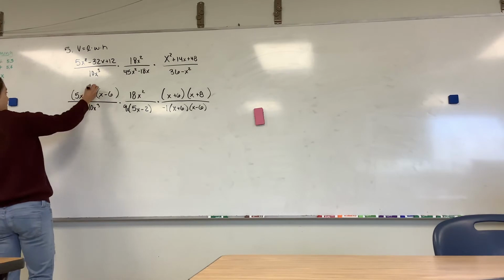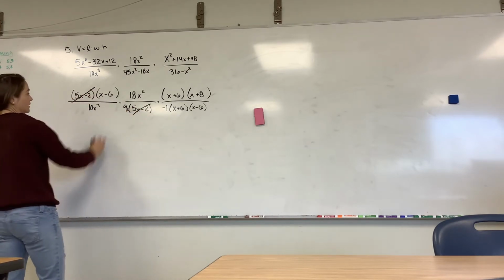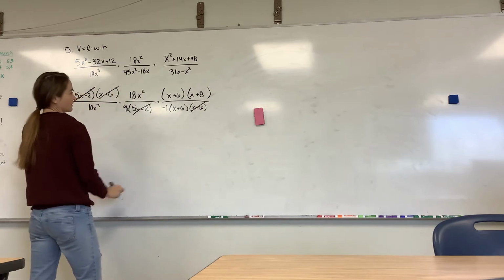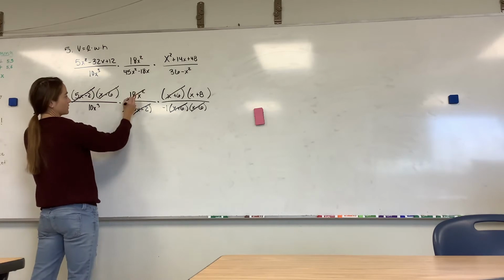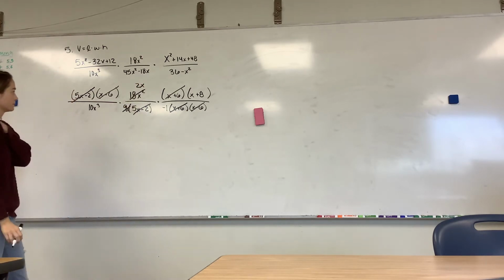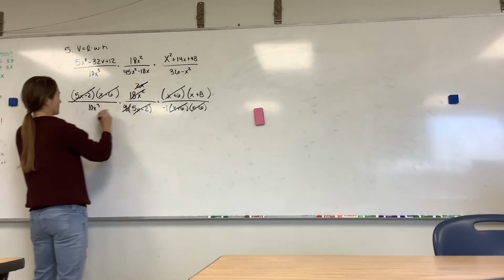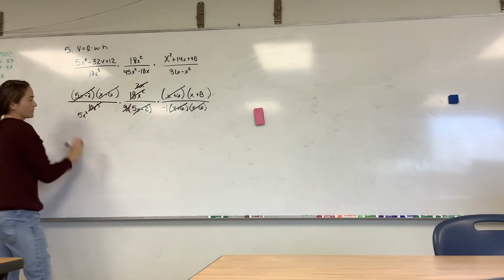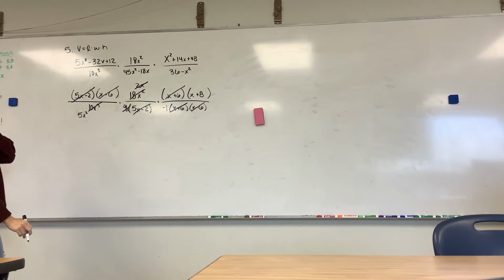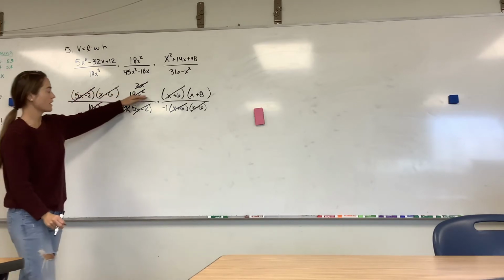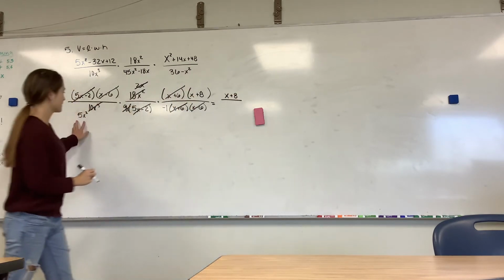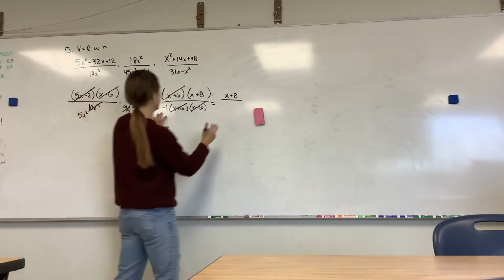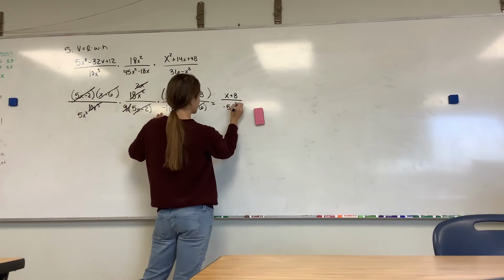5x minus 2's cancel out. X minus 6 cancels out. X plus 6 cancels out. This 9x will turn this into a 2x. This 2x will cancel out with this and turn it into a 5x squared. I think that's all I can do. So if I run my eye across the top, everything canceled out except for the x plus 8. And then on the bottom, I have a 5x squared, and then this negative 1. So negative 5x squared.